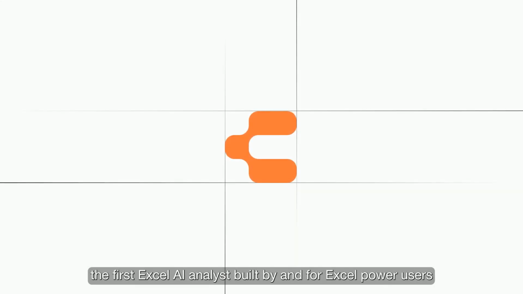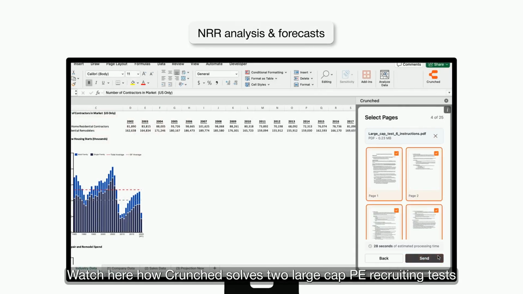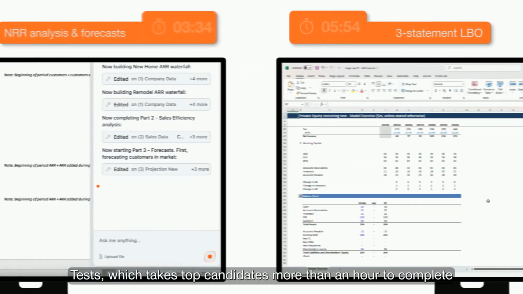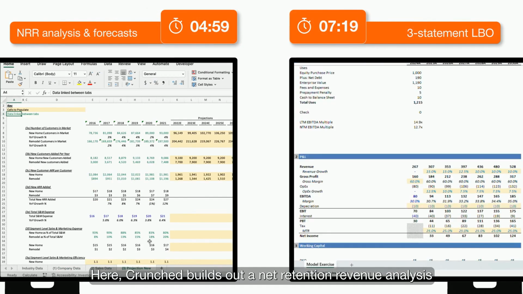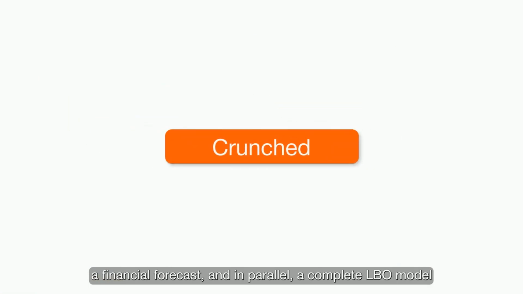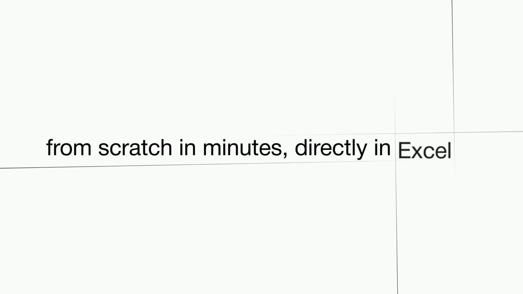And today we're launching Crunch, the first Excel AI analyst built by and for Excel power users. Watch here how Crunch solves 2 large cap PE recruiting tests in less than 8 minutes. Tests which take top candidates more than an hour to complete. Here, Crunch builds out a net retention revenue analysis, a financial forecast, and in parallel, a complete LBO model. Crunch can build analysis from scratch in minutes, directly in Excel.